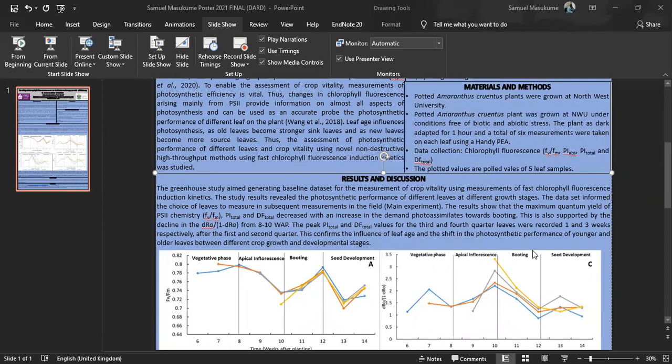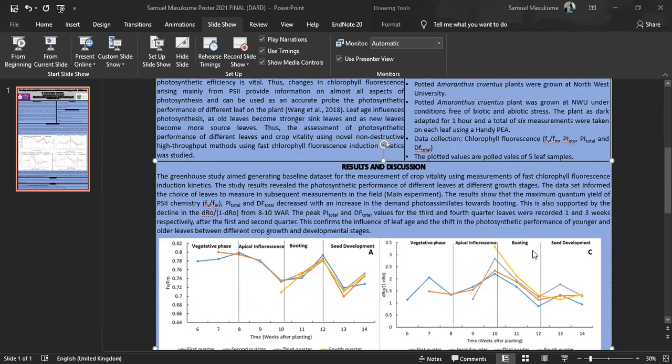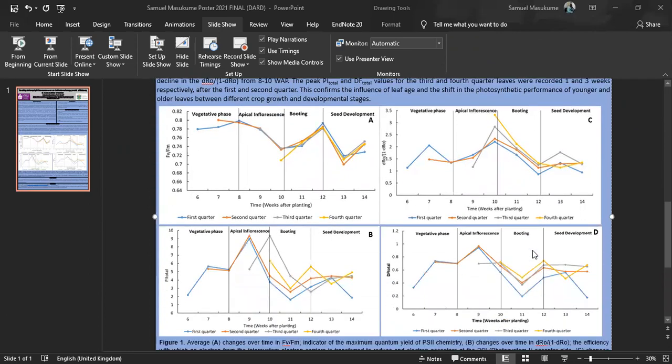The results show that the maximum quantum yield of PS2 photochemistry, PI total, as well as the driving force total decreased with an increase in the demand of photoassimilates towards booting. This can be shown in Fig 1B, where we can take, for example, PI total.